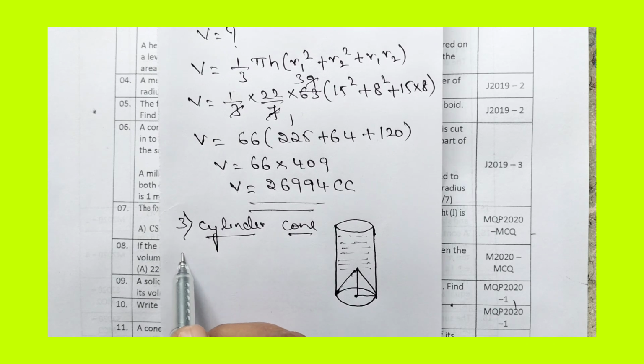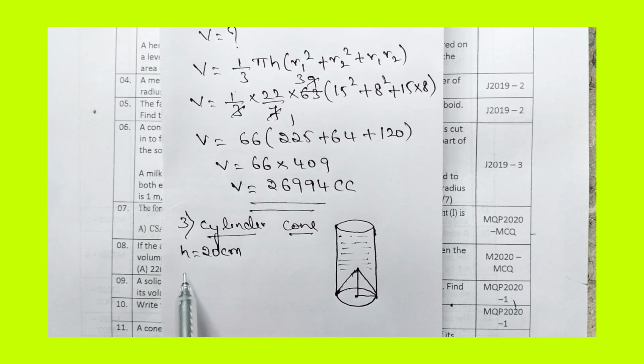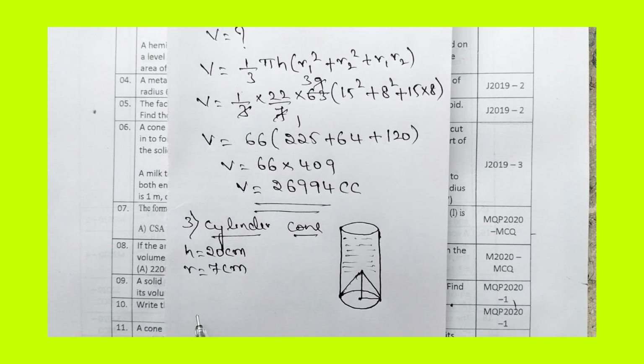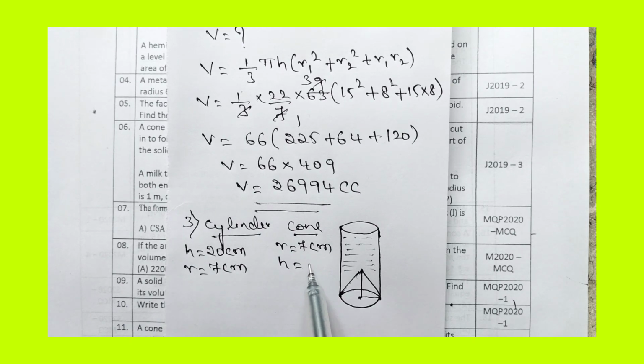The height of the cylinder is given as 20 centimeter. Then radius of the cylinder is given as 7 centimeter. Then radius of cone and radius of cylinder both are equal, which is equal to 7 centimeter. Then height of the cone is given as 3 centimeter.